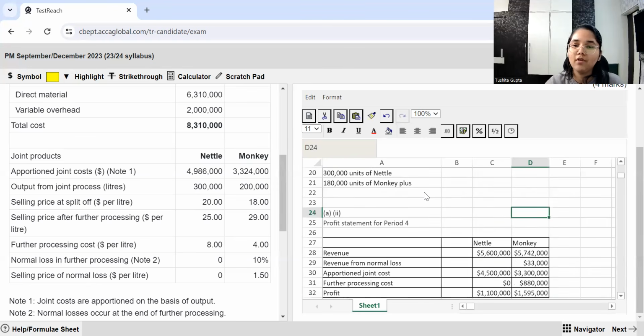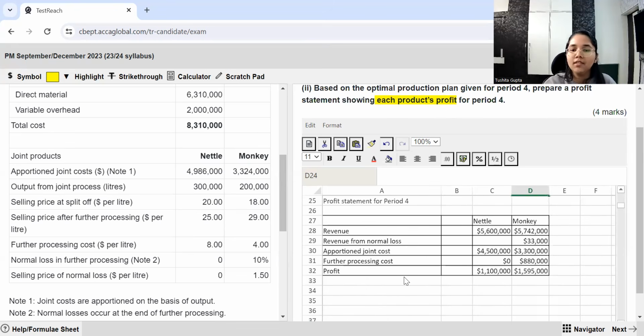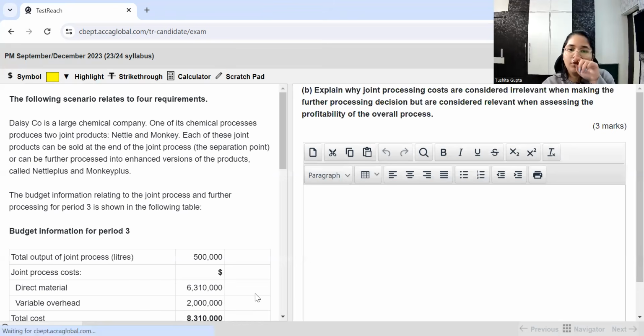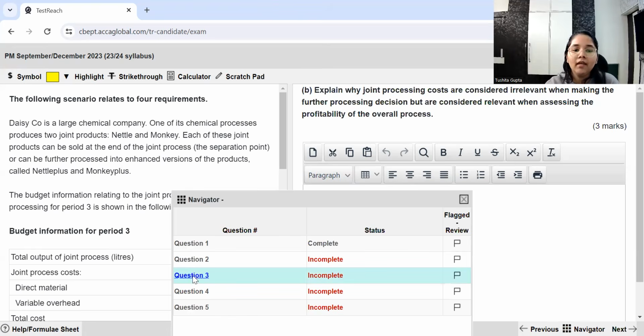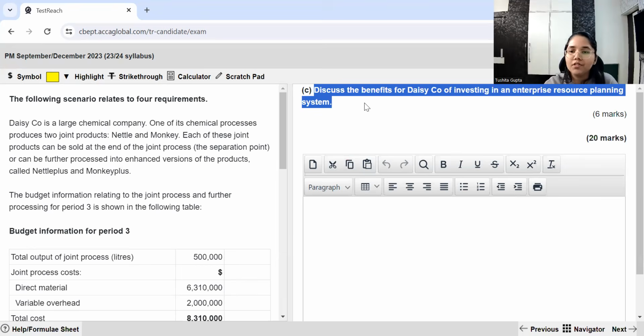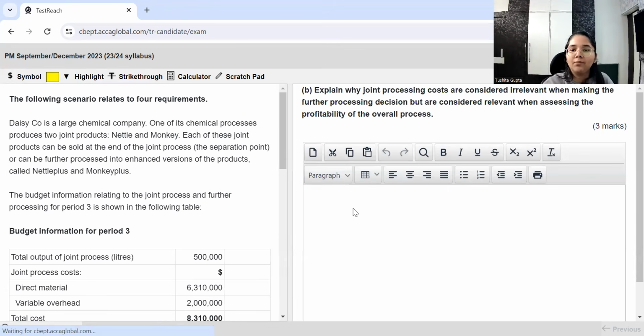With this, we have also answered the second requirement. We have shown the profit statement showing each product's profit for the period 4. Now we have answered these requirements. Let's move on to requirement B. Requirement B is a requirement which does not involve numbers, so it's a discursive requirement. And requirement C also is something which is not involving numbers. This is also a discursive requirement. So we are going back to the part B.